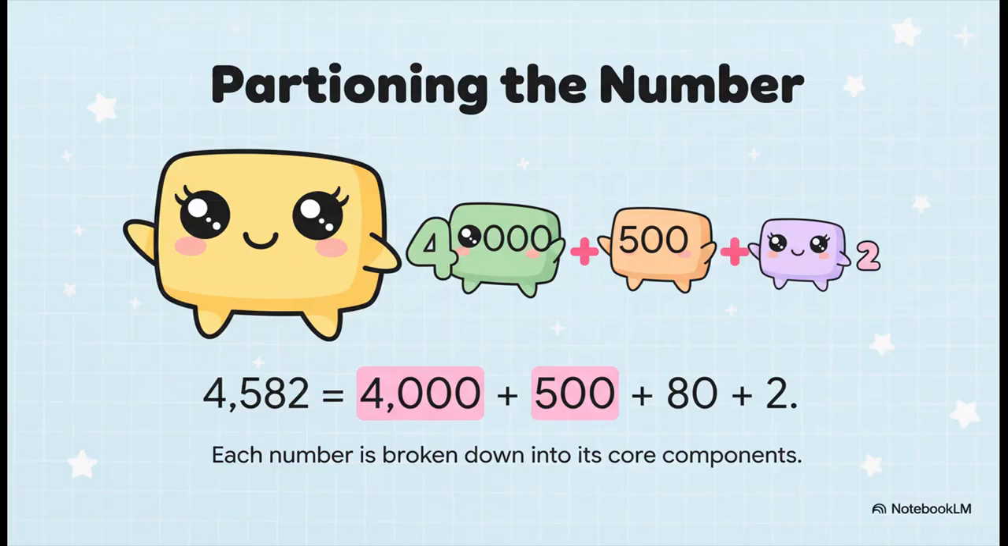Okay, check this out. Take the number 4,582. When we partition it, we can see the 4 isn't just a 4, it's 4,000. The 5 is really 500, the 8 is 80, and the 2 is just 2. See? Each digit has its own specific job, and partitioning shows us exactly what that job is.